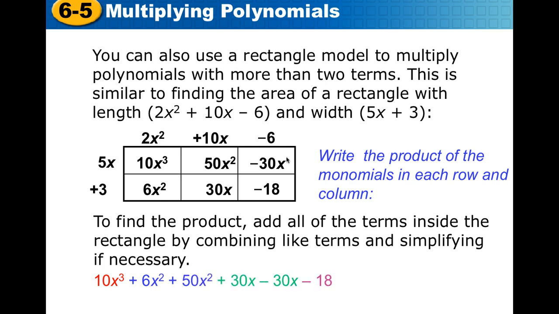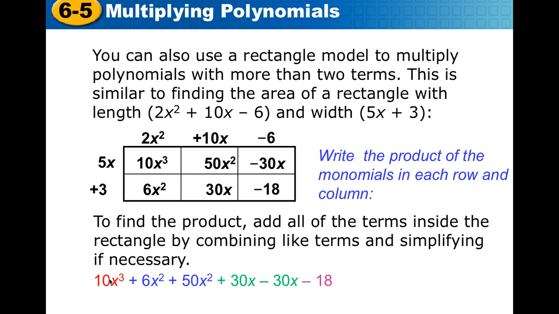Essentially looking diagonally now at this point, you should be able to notice how diagonally negative 18 you cannot connect with anything. But notice this 30x and negative 30x can be connected. They can be combined. Just like the 50x squared and the 6x squared can also be combined. And lastly, 10x cubed does not have anything it goes with, so it stays by itself. Essentially, writing out this piece right here.